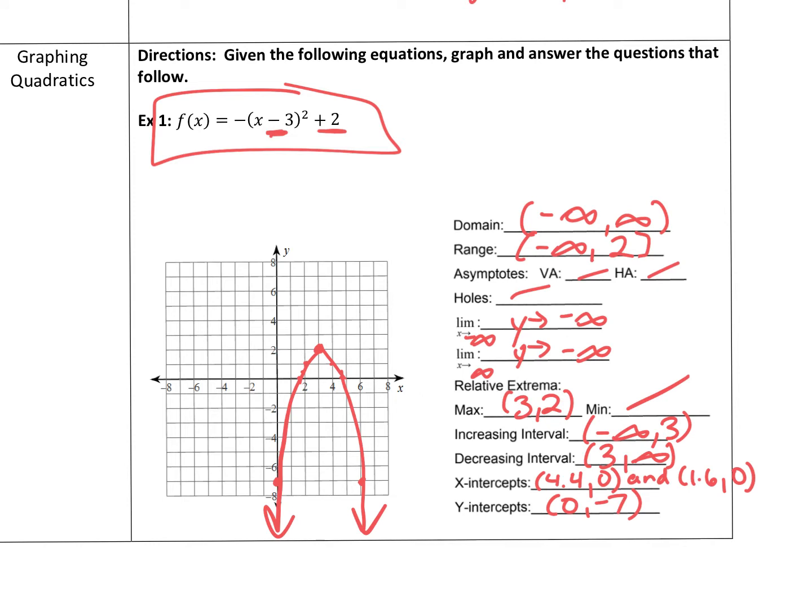Okay, the limits both go down to negative infinity. Max was 3, 2, right? Why is it a max and not a min?